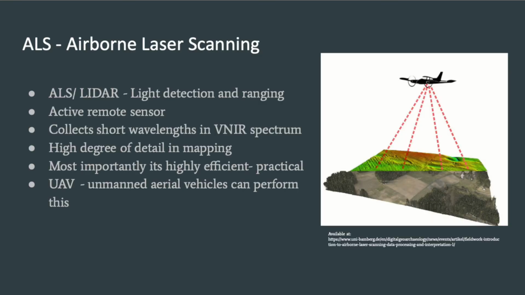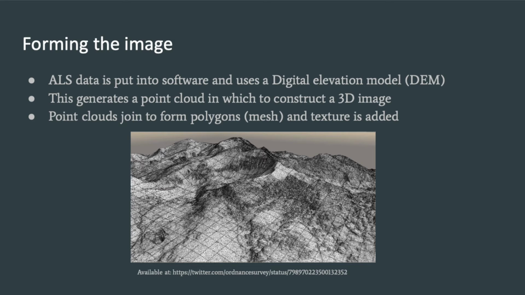ALS and LiDAR are active remote sensors. They work by emitting radiation at a certain wavelength, and they record the radiation which is reflected back at them. They give a high degree of detail in mapping with a high resolution image, and increasingly unmanned aerial vehicles are performing this instead of planes. Once the ALS data has been collected, it is then run through certain software and models in order to create what is known as a point cloud. These point clouds can then be merged to form polygons, as seen here, and texture is then added in order to generate the full 3D image.